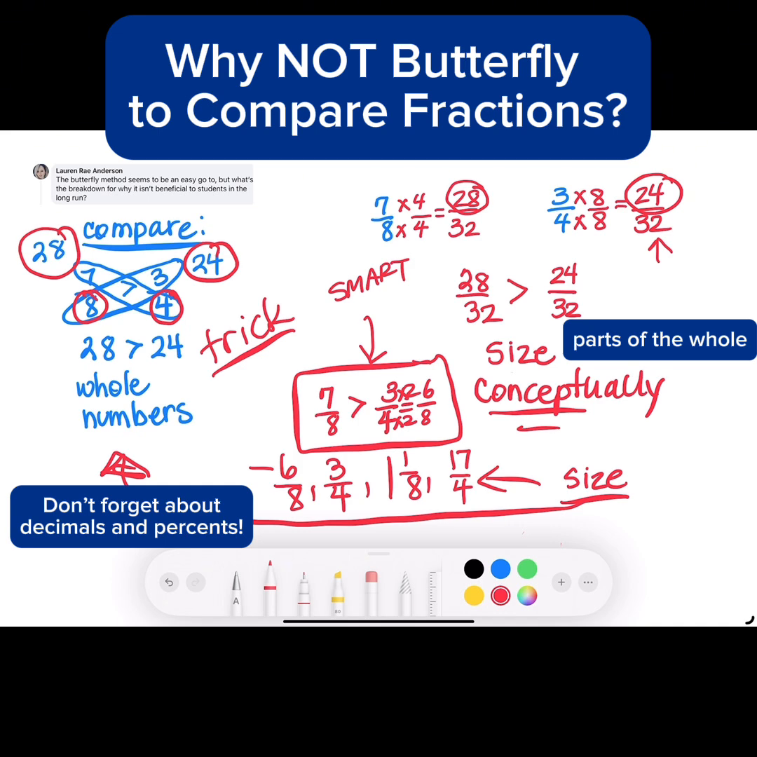But if we always focus on whole numbers and using tricks to help kids to be successful at that moment, then kids will not be successful in the long run, and they will always be confused on fractions for that reason.